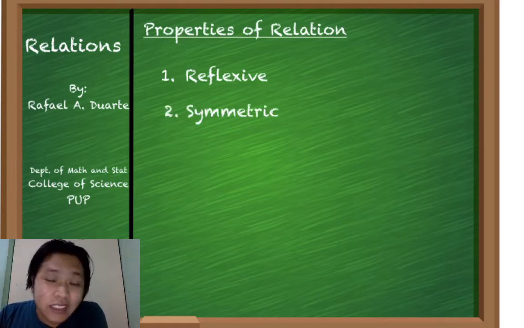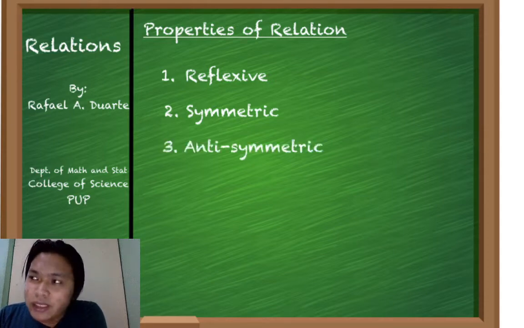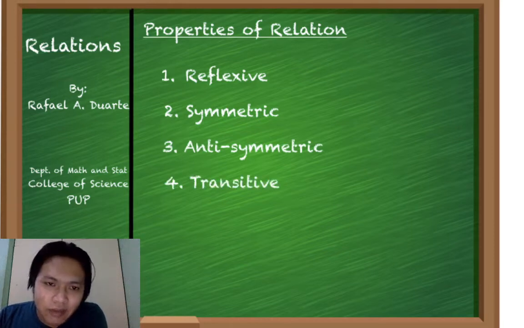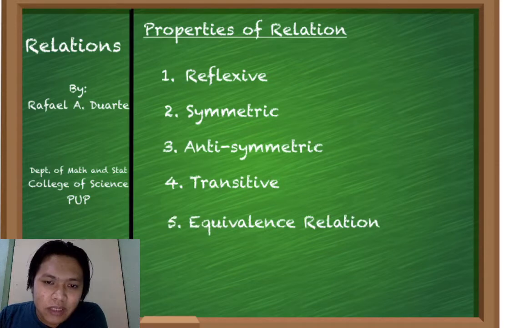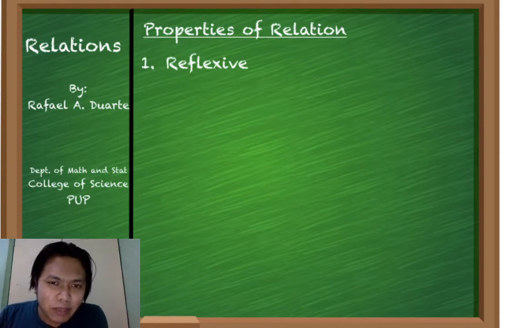Sige. These are the 6 properties that I am talking about. Number 1 is reflexive. Number 2 is symmetric. Number 3 is antisymmetric. Number 4 is transitive. And number 5, equivalence relation. And the last would be partial order. So, isa-isahin na natin. What is reflexive ba?